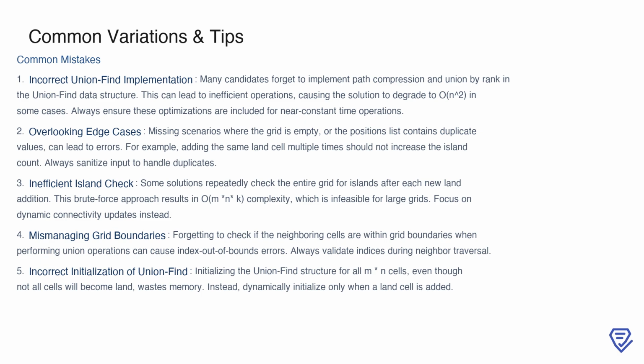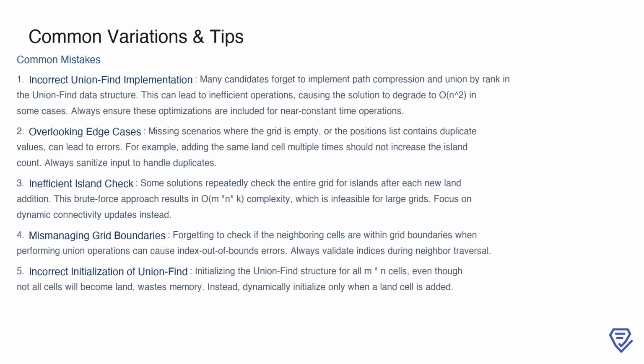Next, overlooking edge cases is another issue. For example, when the grid is empty or the positions list contains duplicate entries, your solution might fail. Adding the same land cell multiple times should not increment the island count, so sanitizing the input to handle duplicates is critical. Another mistake involves inefficiently checking for islands.